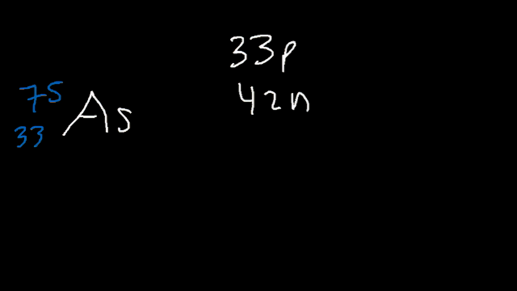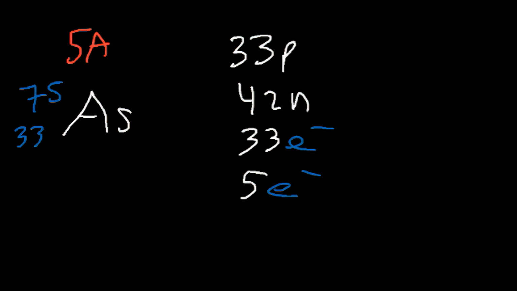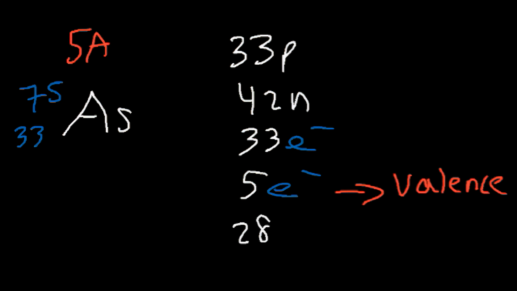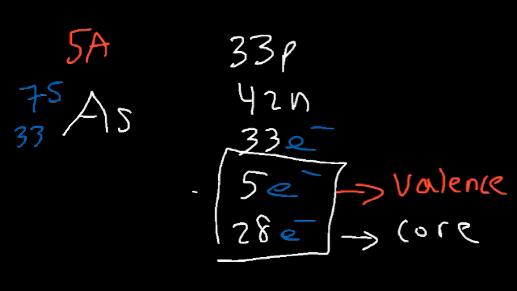Now, because we have an atom of arsenic which is neutral, it doesn't have any charge, the number of protons and electrons are the same. Now, how many valence electrons does arsenic have? Arsenic is found in group 5A of the periodic table, so therefore arsenic has 5 valence electrons. So how many core electrons does it have? 33 minus 5 is 28. Therefore, arsenic has 28 core electrons. So the core electrons plus the valence electrons must add to the total number of electrons.